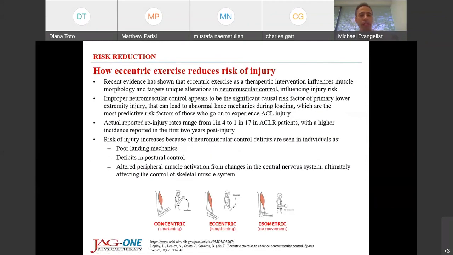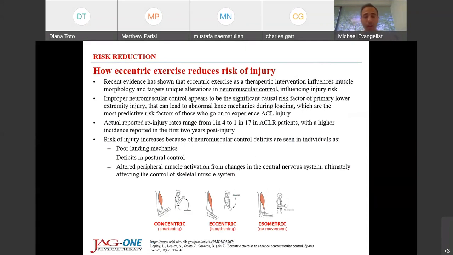How eccentric exercise reduces risk of injury. It's all about neuromuscular control. So recent evidence has shown that eccentric exercise as a therapeutic intervention influences muscle morphology and targets unique alterations in neuromuscular control, influencing injury risk. Improper neuromuscular control appears to be a significant factor of primary lower extremity injury that can lead to abnormal knee mechanics during loading, which are the most predictive risk factors of those who go on to experience ACL injury.